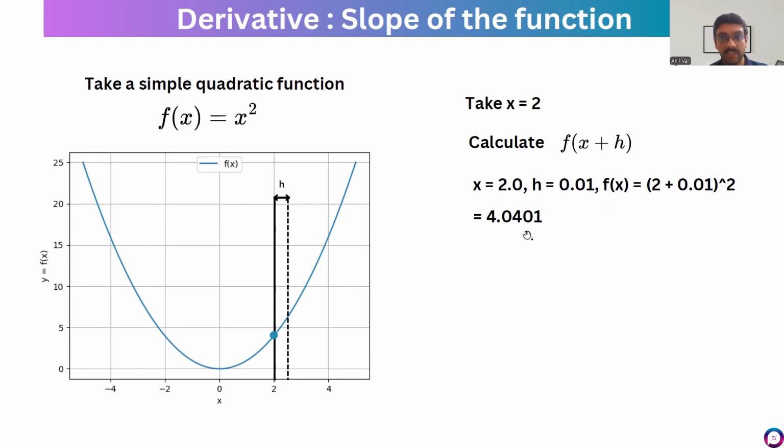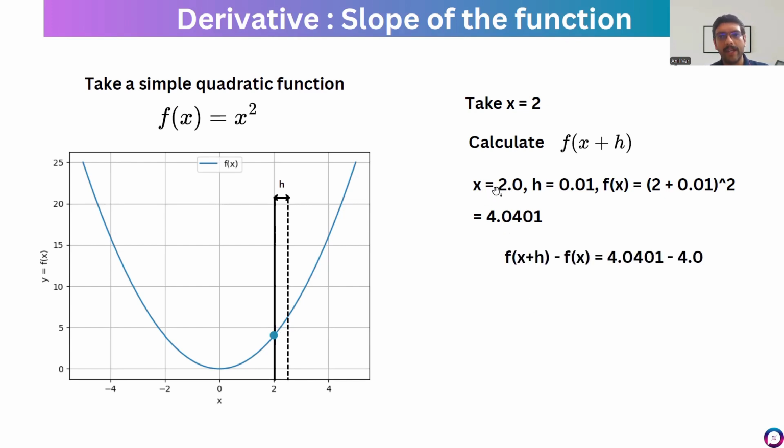I'd encourage you to just calculate this. So we know that when x is equal to 2, f(x) is 4. When you take a small step to the right, 2 plus a small step to the right here, this is obviously a lot bigger. I'm showing this because I'm not zooming in, but assume this is a small step and you're seeing a magnified version. It's 4.0401.